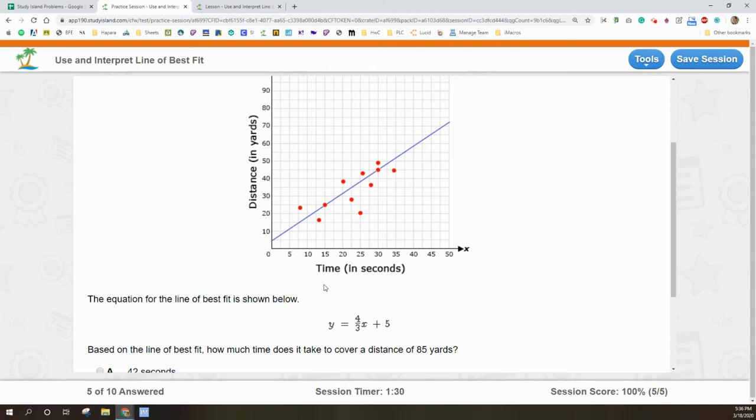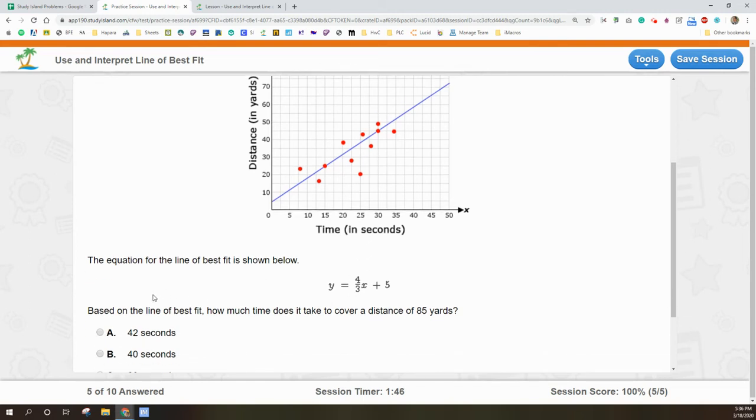And if it's negative, that means one's going up while the other's going down. Since both of these are positive, it's a positive slope. An increase of 4 on the y-axis, that's yards, corresponds to an increase of 3 on the x-axis, that's seconds.